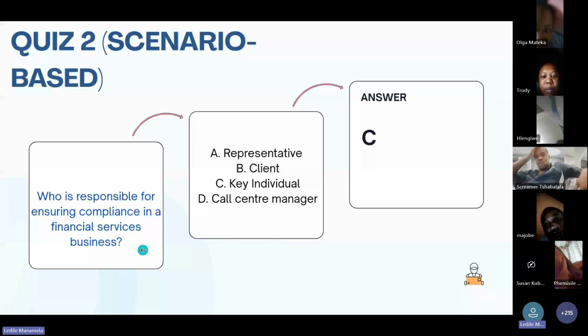If I had another answer here which said compliance, let's say number D, we put compliance here on number D. What was going to be the correct answer? Was it going to be the compliance manager who's in charge of ensuring compliance? Or was it still going to be the key individual?